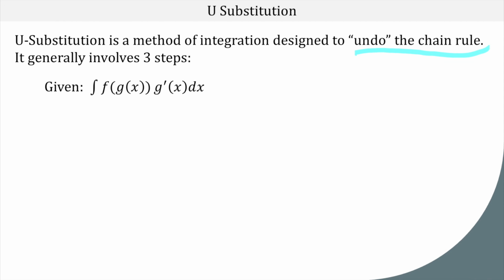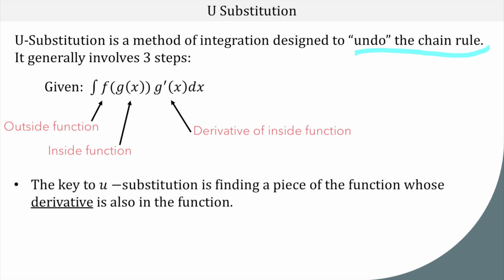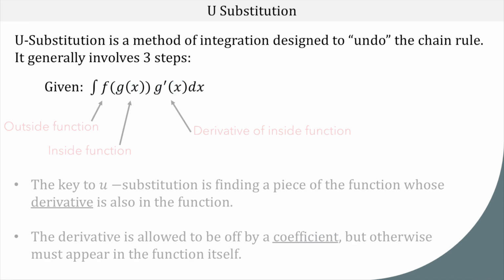So here you have a function, f of g of x, g prime of x dx. So we have an outside function, we have an inside function, and we have the derivative of an inside function. Are you noticing the chain rule here? The key to U substitution is finding a piece of the function whose derivative is also in the function. The derivative is allowed to be off by a coefficient, but otherwise must appear in the function itself.